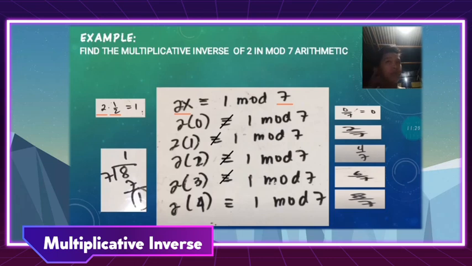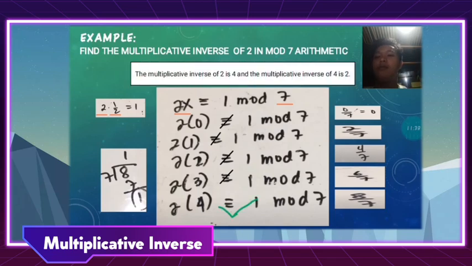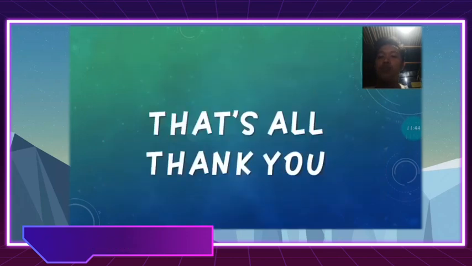Then, the multiplicative inverse of 4 is 2. So, that is it. We can check: the multiplicative inverse of 2 is 4 and the multiplicative inverse of 4 is 2. And that's all. Thank you.